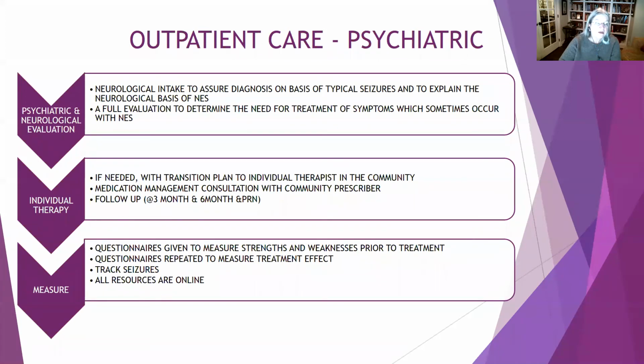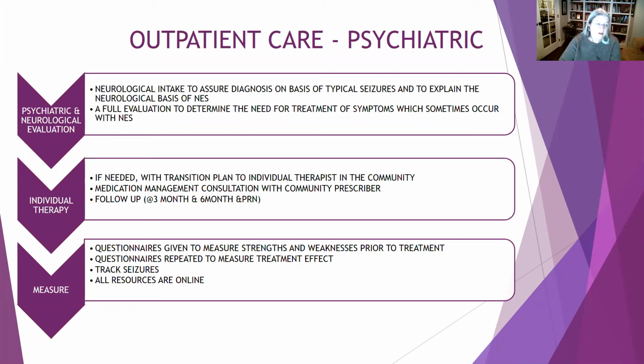And then they get a full examination and evaluation by our psychiatric team as well, both our psychiatrist and our licensed clinical social worker. If needed, this is very rare, we can plan individual therapy, but what we do is we immediately create a transition plan to an individual therapist in the community if that's needed, because we don't have a lot of bandwidth to do a lot of individual therapy in the clinic. Medication management consultation with the community prescribers is offered, and we do follow up with our patients.